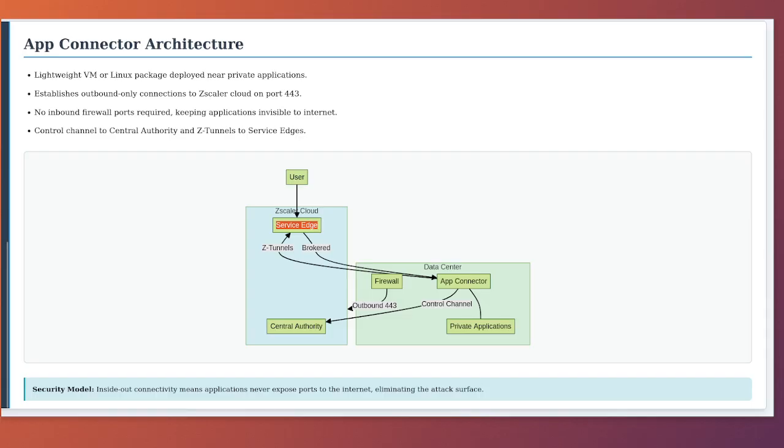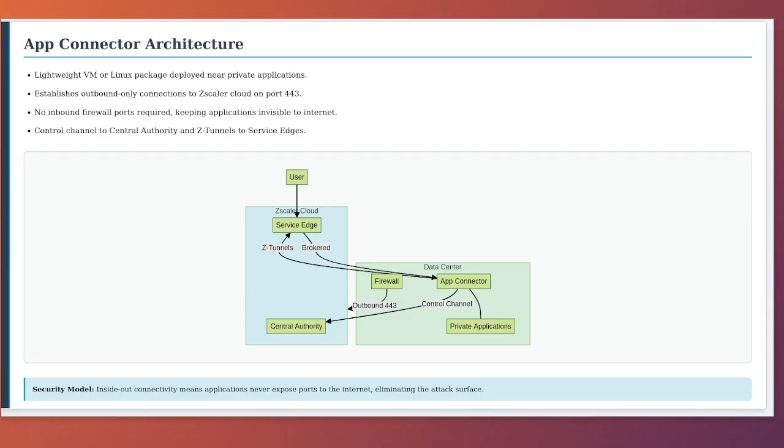The connector then establishes a connection to the target application and the traffic flows through the existing tunnel infrastructure. Looking at the diagram, you can see the app connector deployed in the data center network segment alongside private applications. The connector establishes outbound connections through the firewall to the Zscaler cloud. The control channel goes to the central authority for management. The Z-tunnels connect to service edges for data transport. When a user requests access, the traffic flows through the service edge and Z-tunnel to reach the application via the app connector.